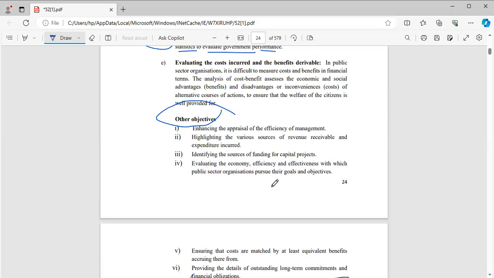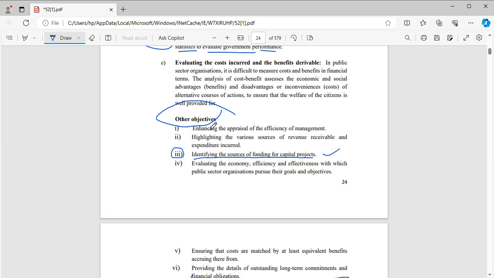Let's pick one more, okay? Identifying the sources of funding for capital projects. Yes, government accounting can enable us to identify where to get funds for capital projects. It can also enable us to know which area funds are coming from, because we are recording what comes in and what goes out in accounting. That's what we are trying to do.